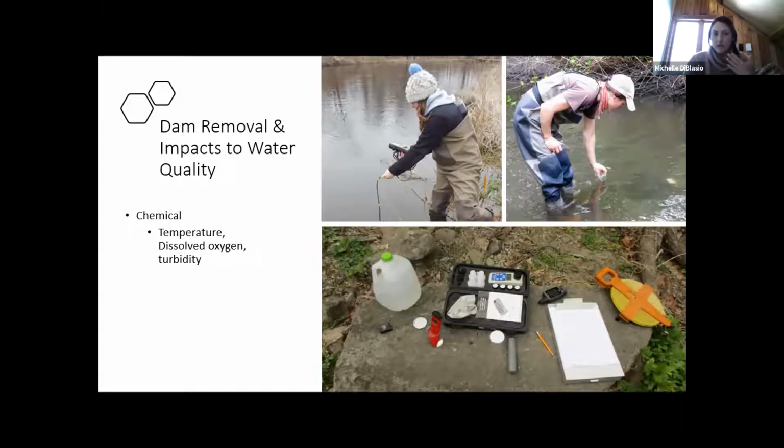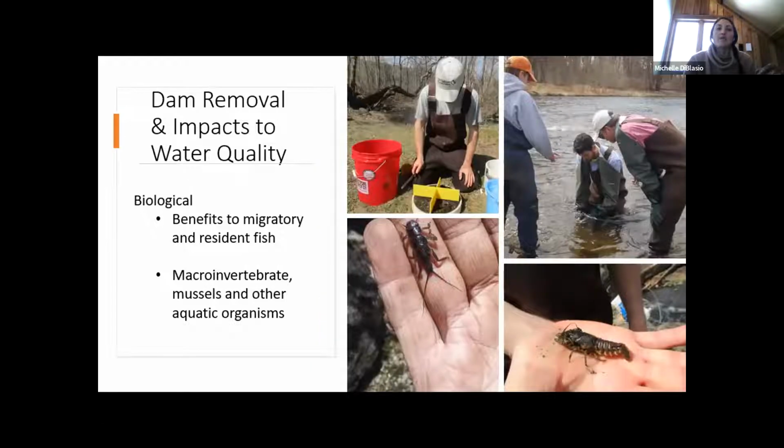And now all these different chemical parameters and the different physical parameters that we look at, those all have an impact to the biology, the critters, the aquatic organisms that also live in the stream. So we also can measure or look at the resident or migratory fish or other aquatic organisms within the stream column to better understand how the system's changing pre and post removal.